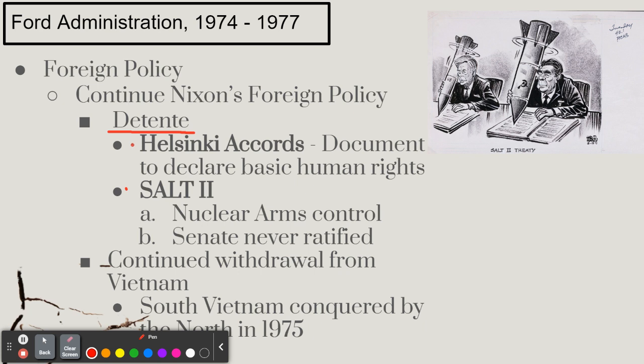The bigger one, and the one that you definitely should know, is SALT II. So SALT II is a nuclear arms control treaty. This actually limits and destroys certain nuclear weapons. This has been the goal of all the talks between the United States and the Soviet Union for decades. Reduce the amount of nuclear weapons in both of their arsenals so nuclear war is less likely to happen.